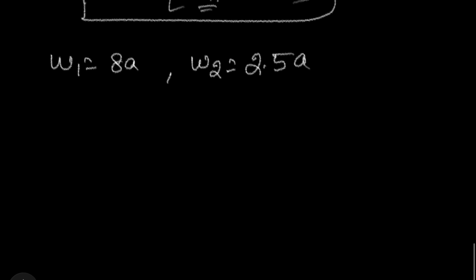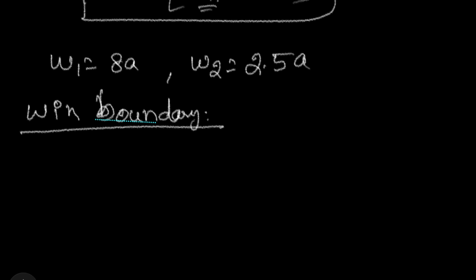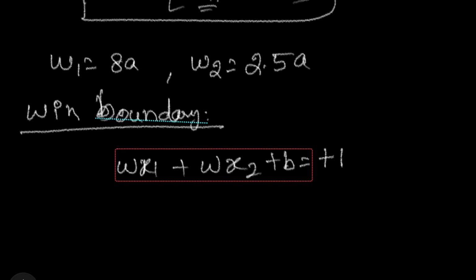Right. So now I have two different boundaries. One is the win boundary, the other one is the loss boundary. First let us move with the win boundary and find the equation for the win boundary first. So what is the equation we have? w1 x1 plus w2 x2 plus b equals plus 1.